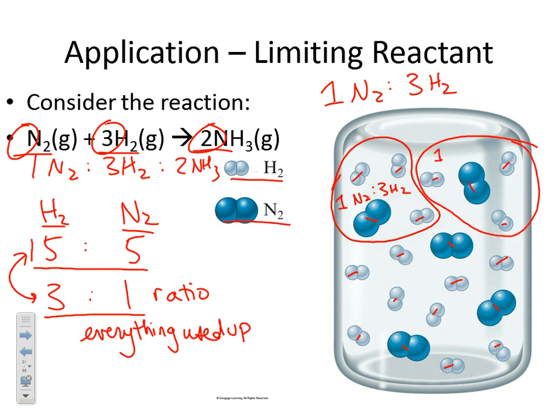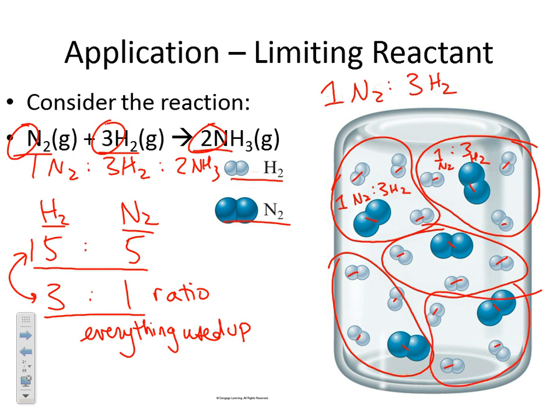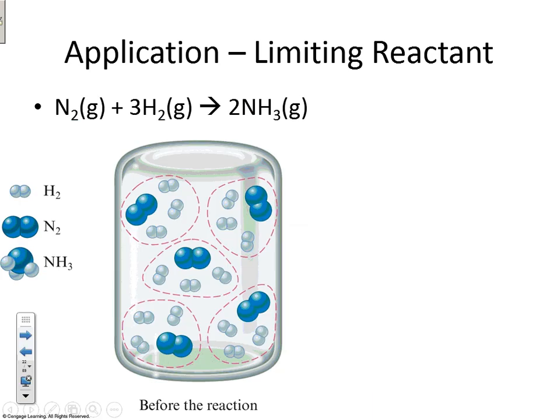Again, it's the 1 to 3, 1 N2 to 3 H2s. Maybe this guy will react with these 3, and this guy will react with these 3. And this guy will react with these 3. And then once I've drawn as many circles as possible, I see that everything gets used up because I have the correct stoichiometric ratio. And there's not going to be any leftovers of anything. There's no limiting reactant.